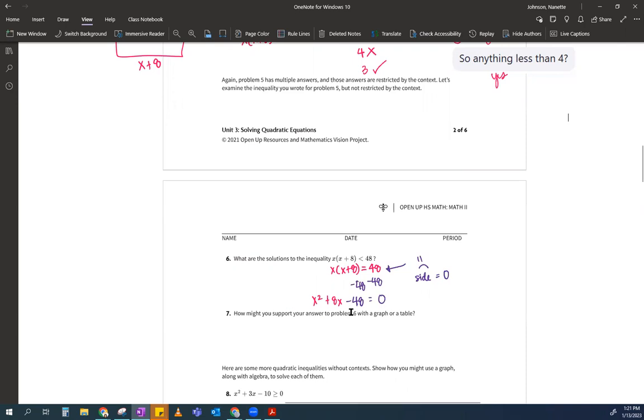So now I want to solve this. Now you have options, right? You can factor, you can use the quadratic formula, you can complete the square, you can graph it. Which way is Miss Johnson going to use? Anybody know? Yeah, Miss Johnson's going to use factoring. I factor because it's the fastest.